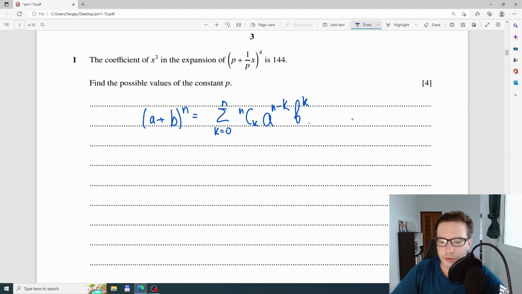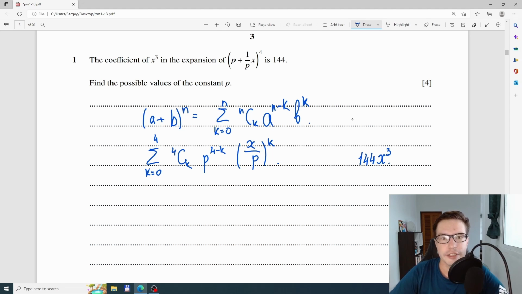Now, n is going to be equal to 4, so we'll have the sum, k goes from 0 to 4, 4Ck, p^(4-k), and then (x/p)^k. We also know that the coefficient of x cubed in this expression is 144. So that means somewhere in this expansion we're going to have 144x cubed.